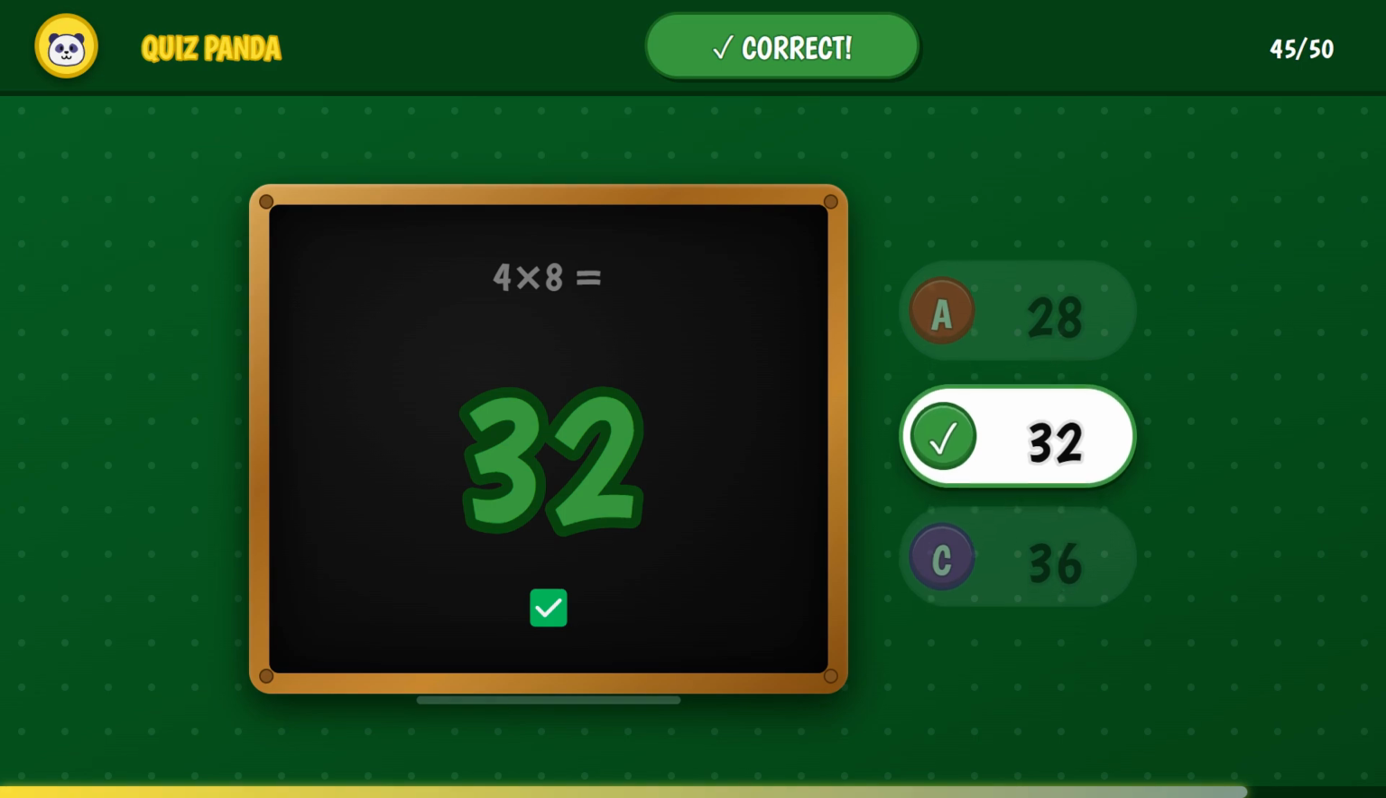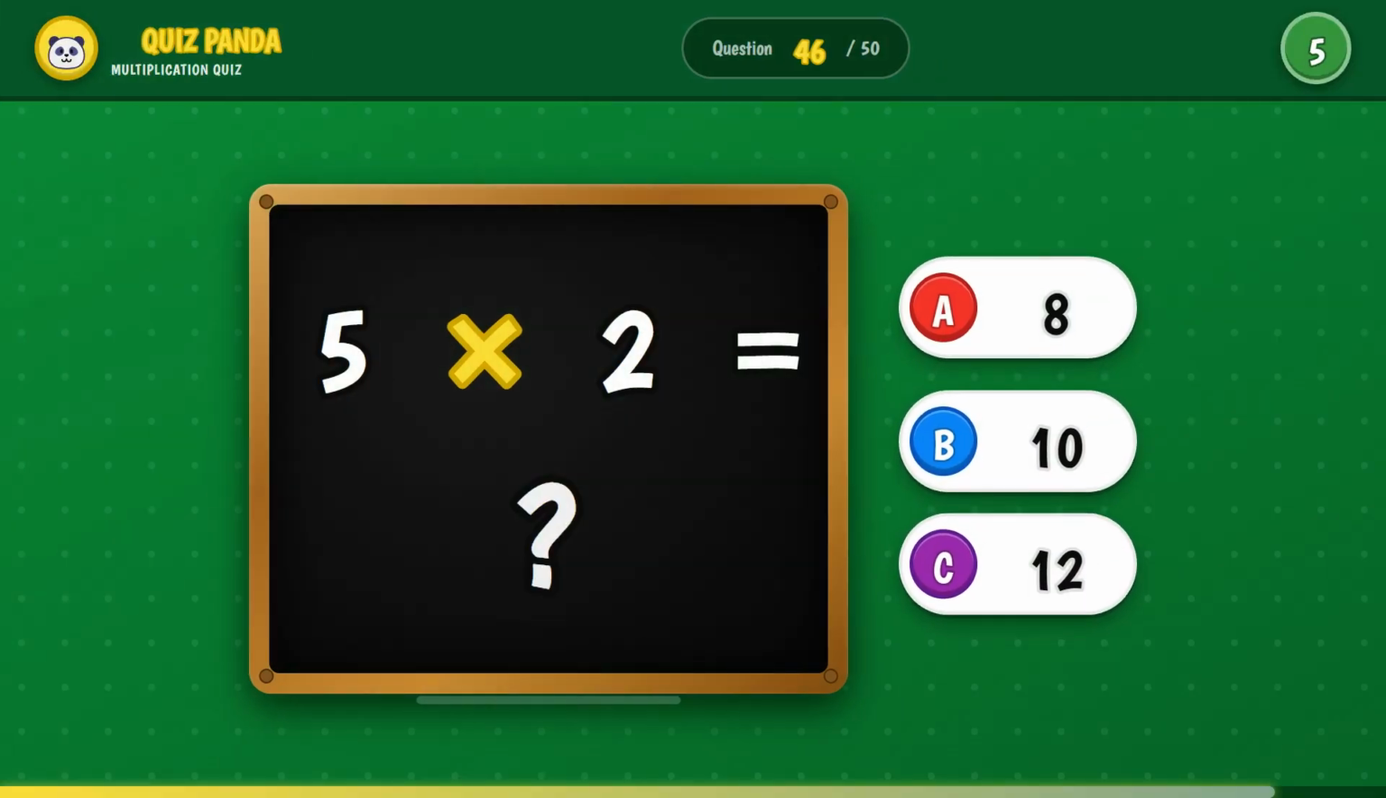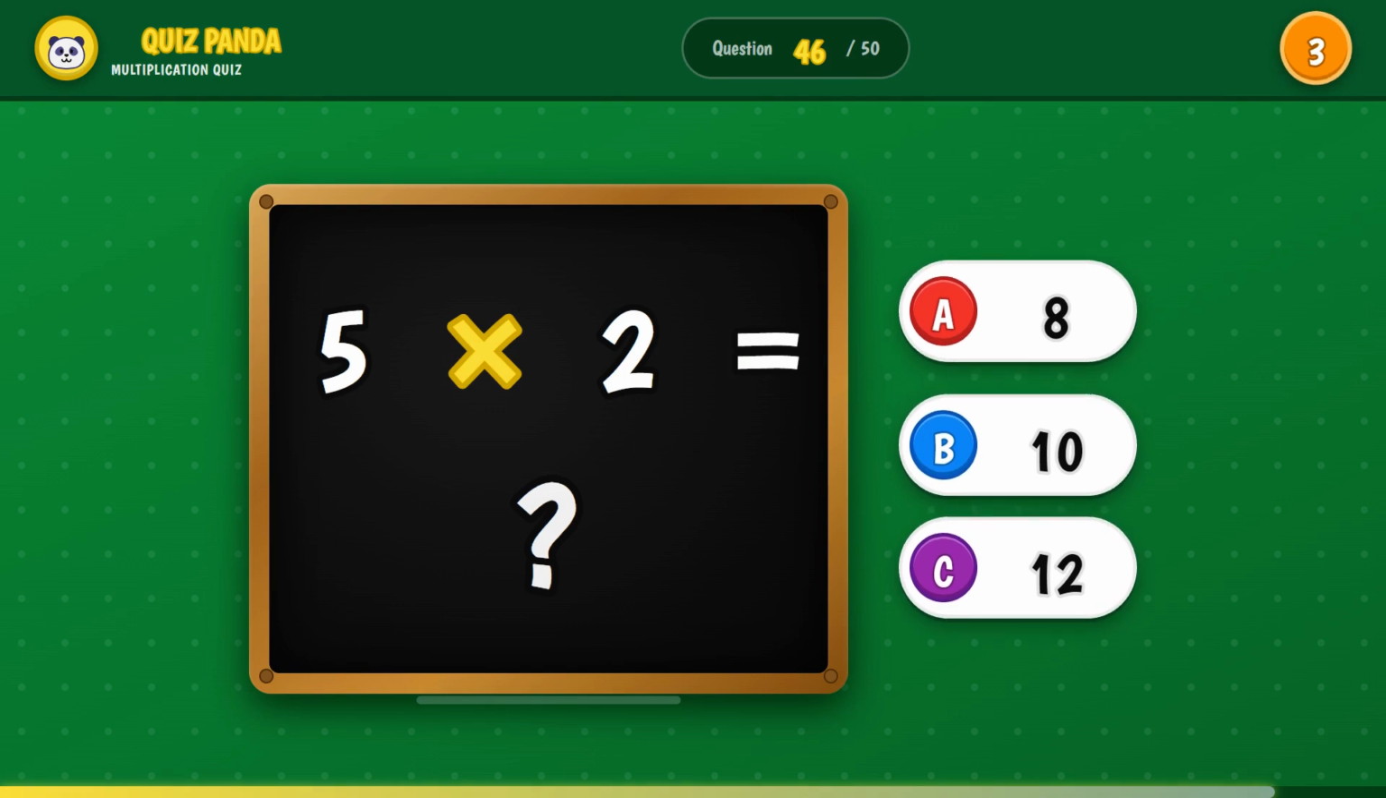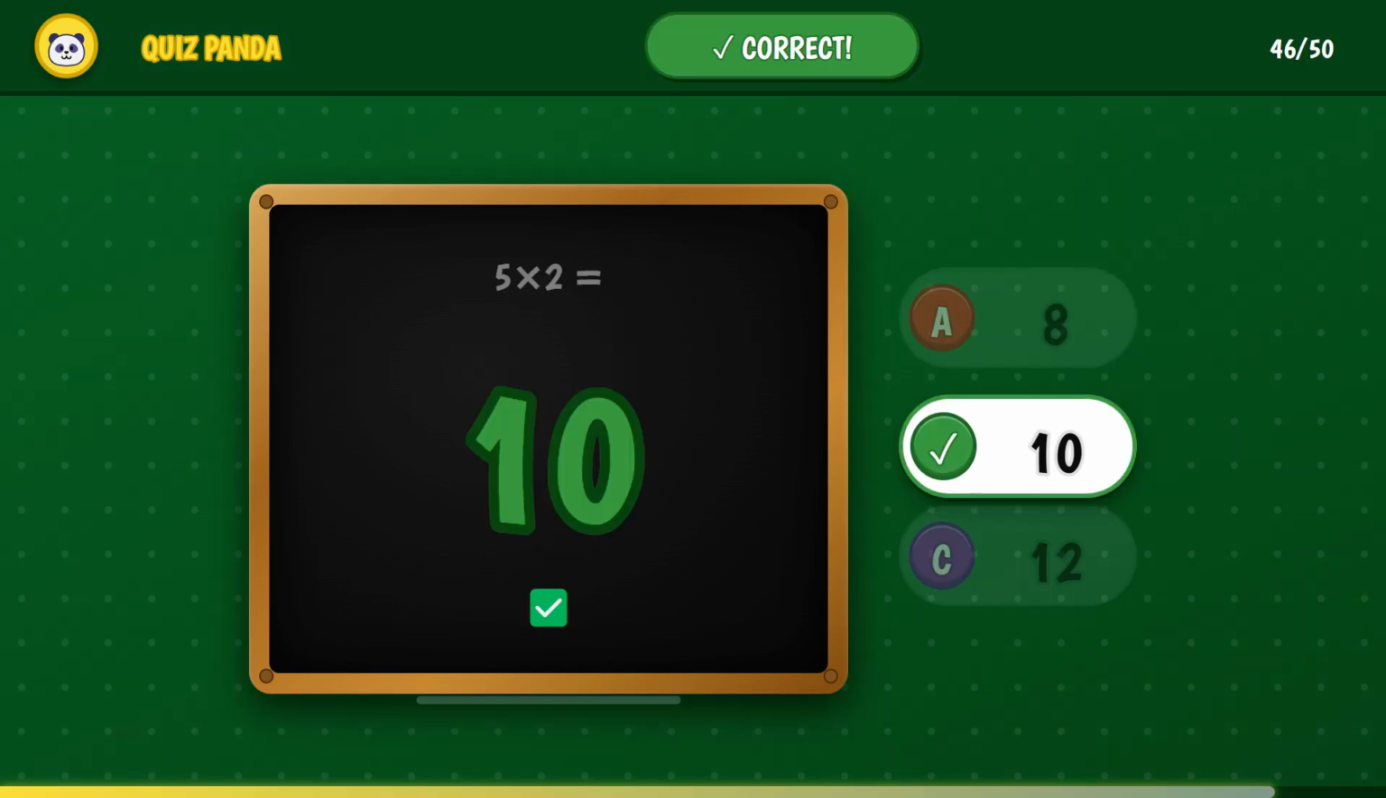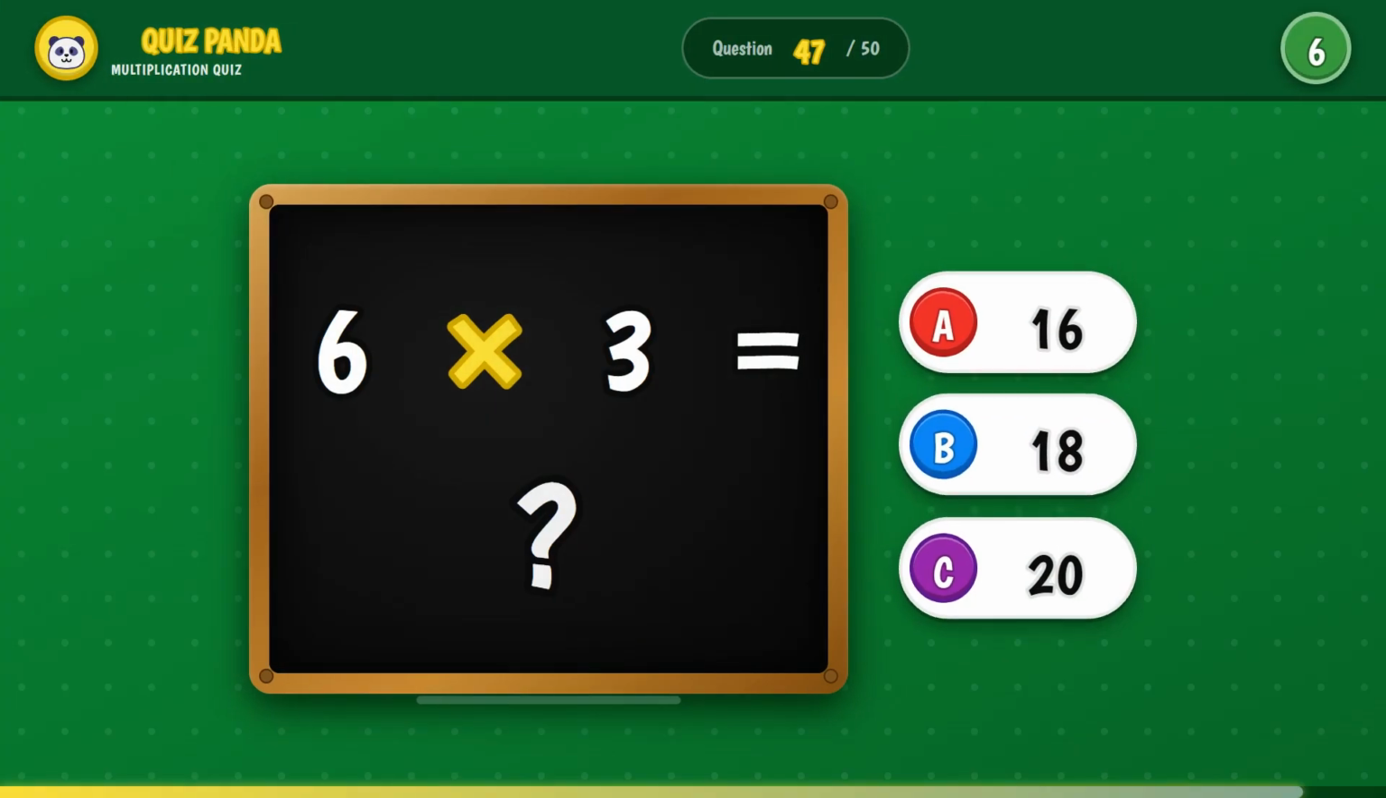The correct answer is B, 32. Question 46. What is 5 times 2? The correct answer is B, 10. Question 47. What is 6 times 3?